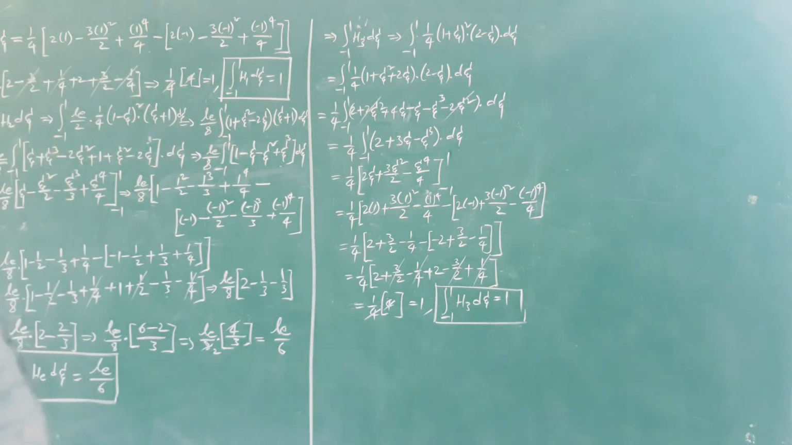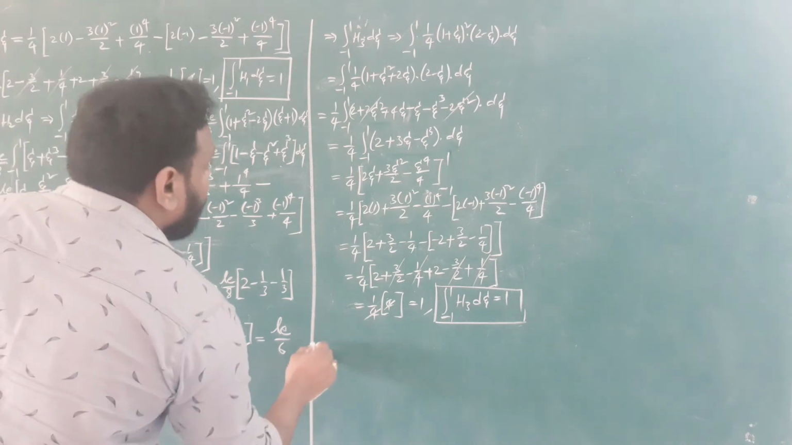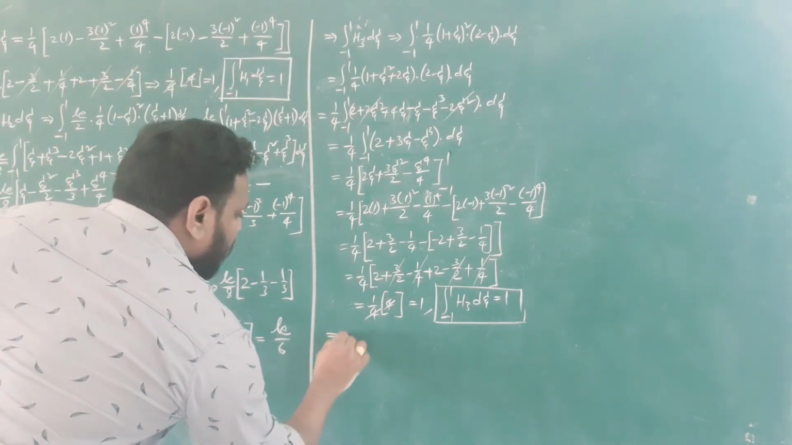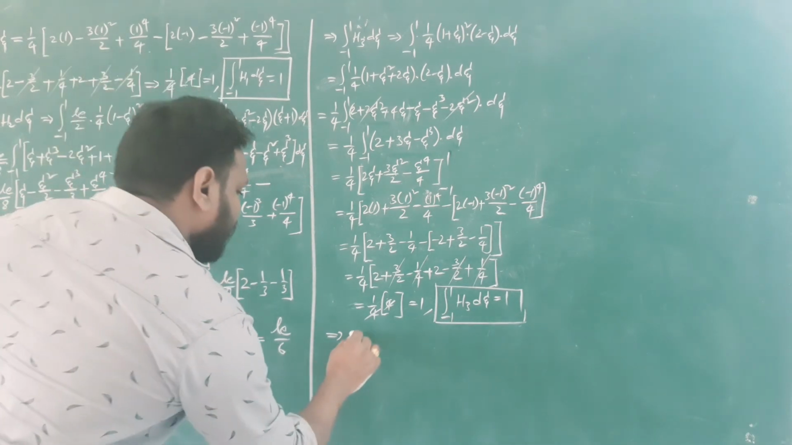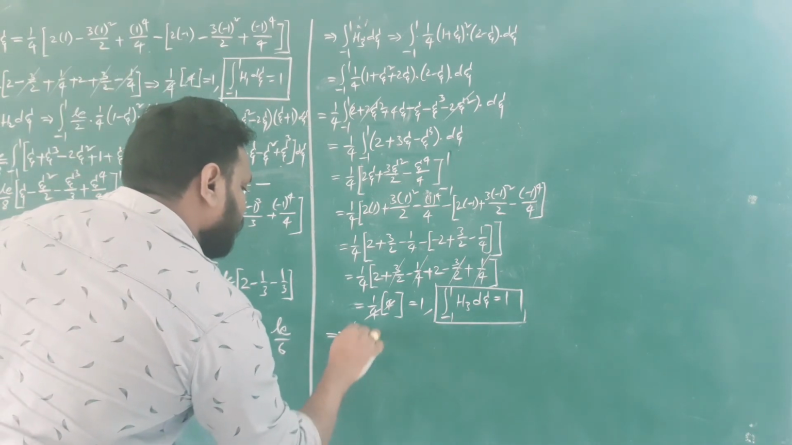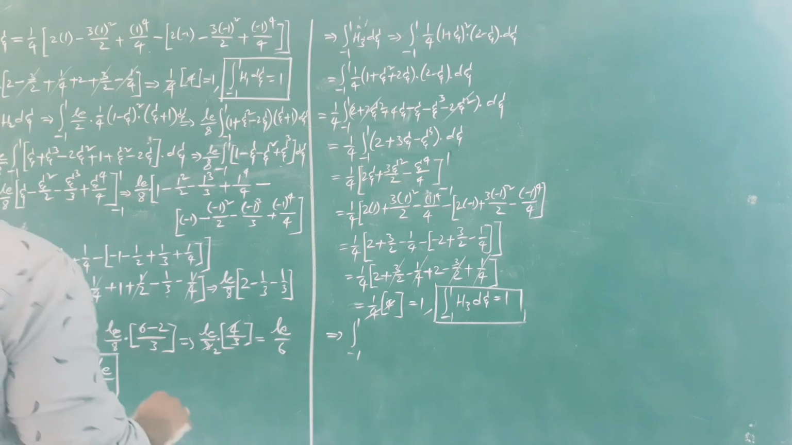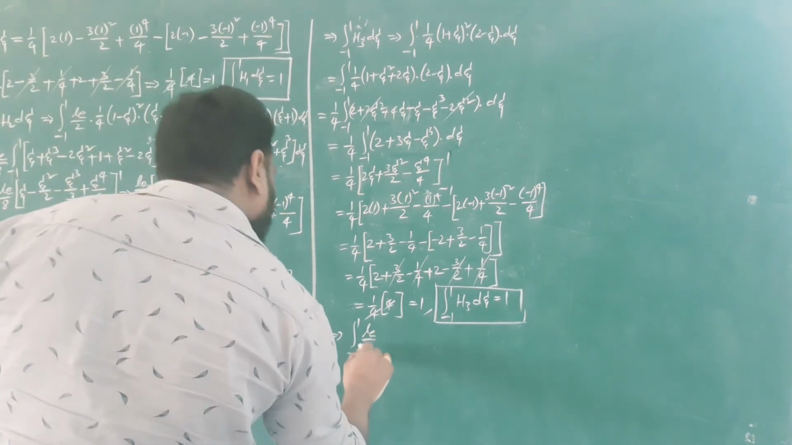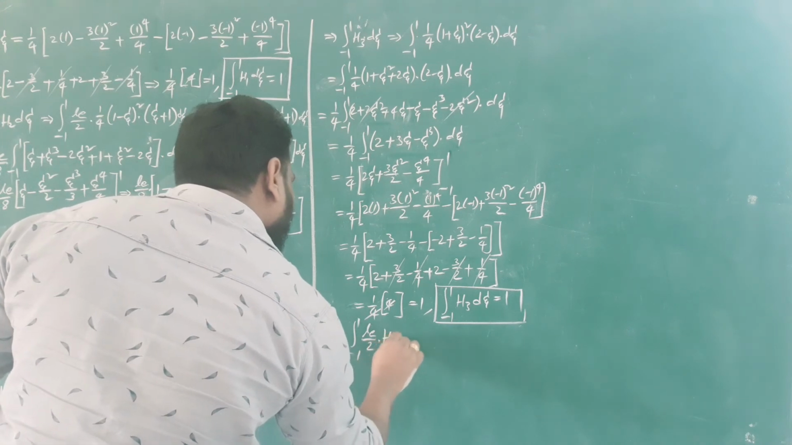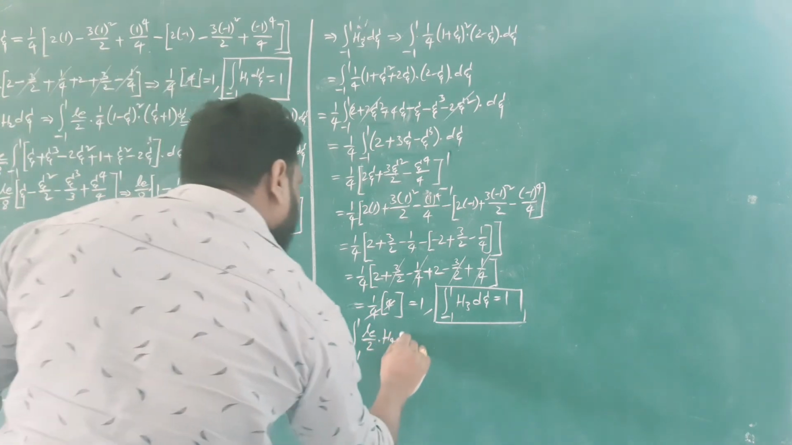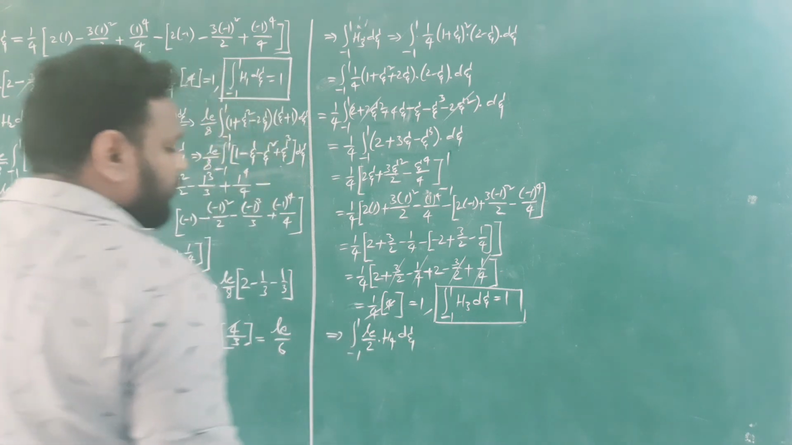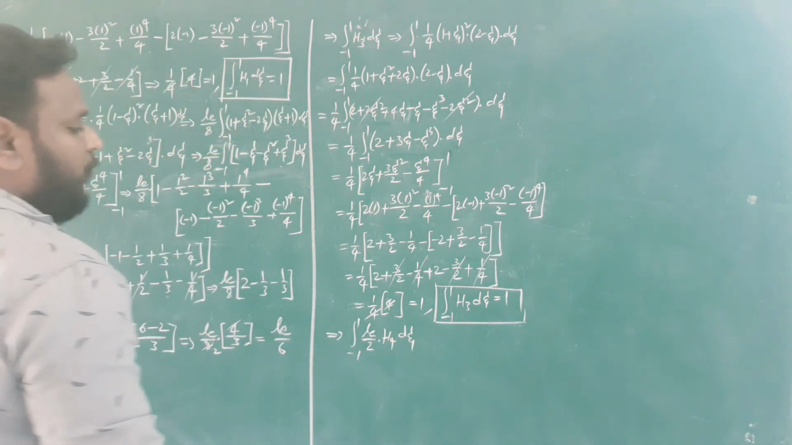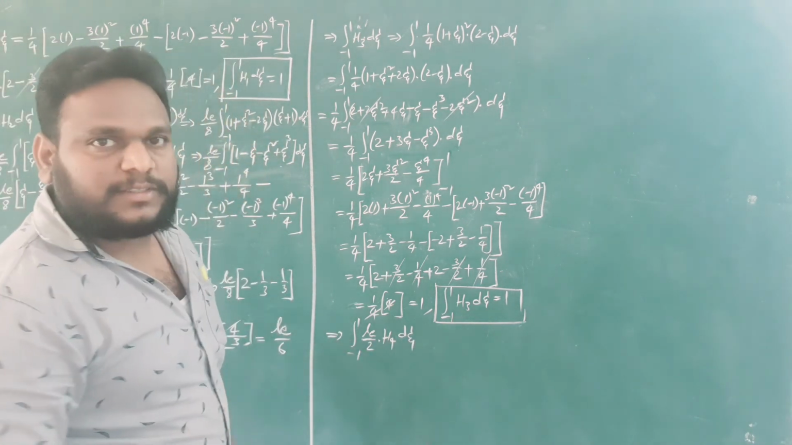Okay, next take the fourth term here. That is the integral from minus 1 to 1 of le by 2 into h4 into dj. Okay, this is the fourth term in the Hermitian shape function matrix.